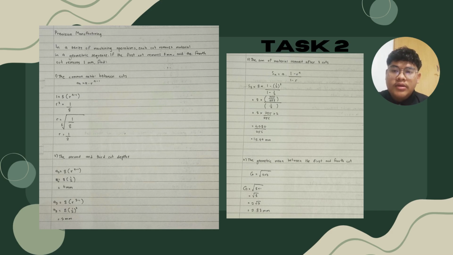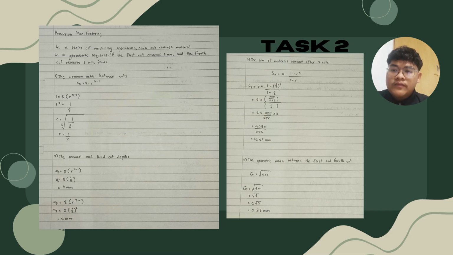For the third solution, the formula for the sum of the first n terms in a geometric sequence is Sn equals A times 1 minus R to the power of n over 1 minus R. Substituting, we get S8 equals 8 times 1 minus 1 over 2 to the power of 8, over 1 minus 1 over 2. After we calculate it using a calculator, we will get 15.94 mm.